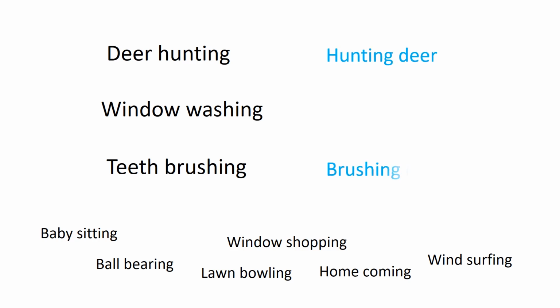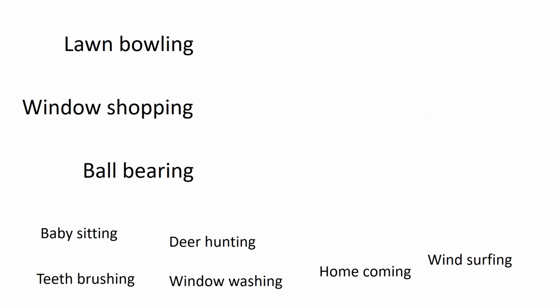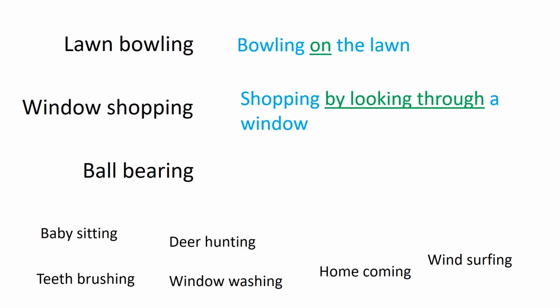In teeth brushing, teeth are what are being brushed. In window washing, windows are being washed. This is not always the case though. In lawn bowling, the lawn is not the thing being bowled, but the place where it is happening. Similarly, for window shopping, windows are not being shopped. With ball bearing, the ball is not being borne, but is rather the thing that is bearing the load.